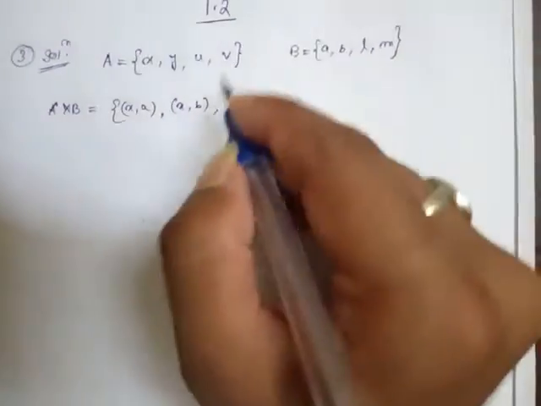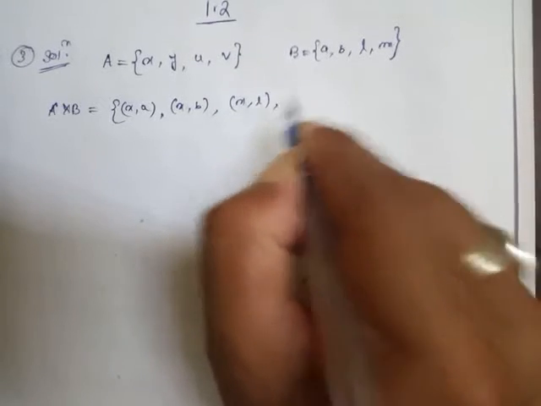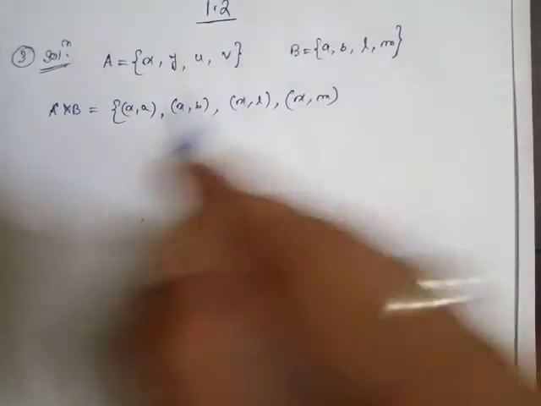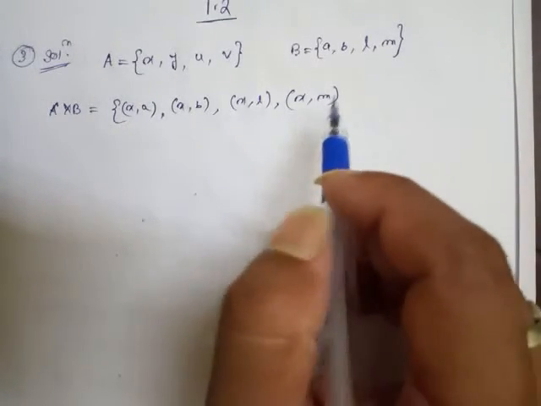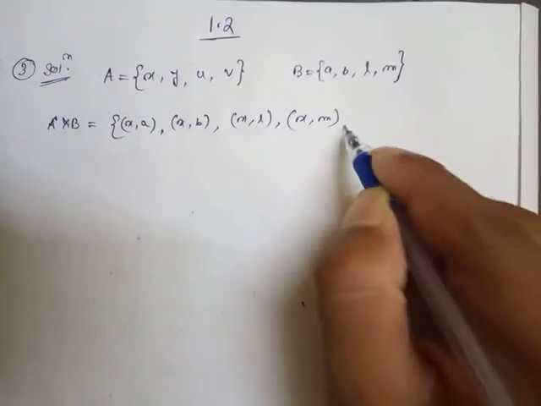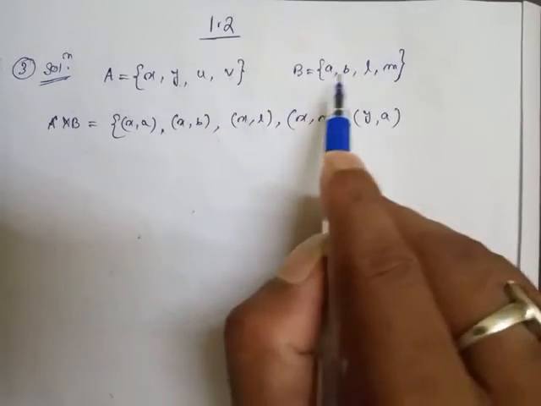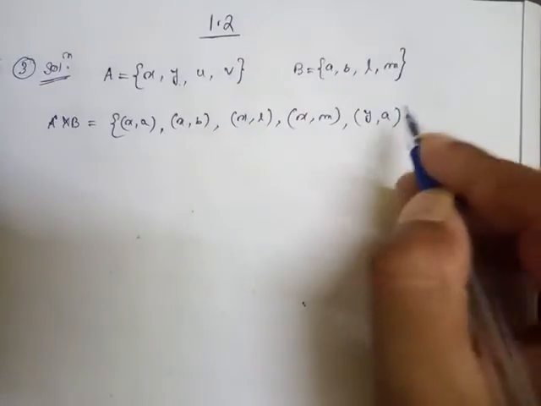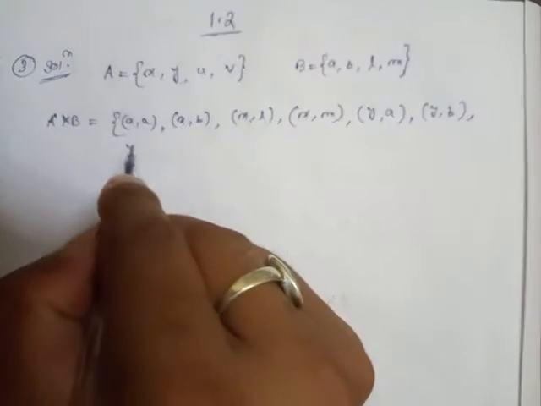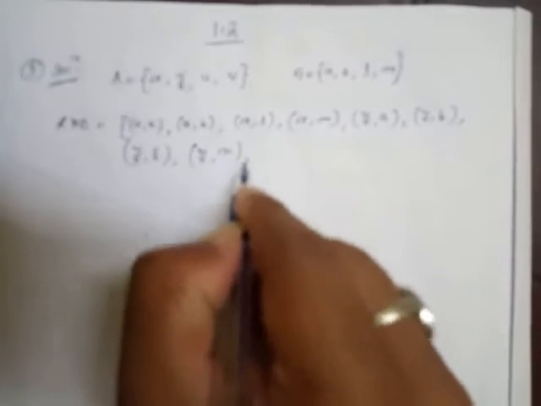So xa, xb. Next would be xl, and the last one would be xm. This is the first line of the multiplication with the element x. Next one, y with all the elements of B: ya, yb, yl, ym.